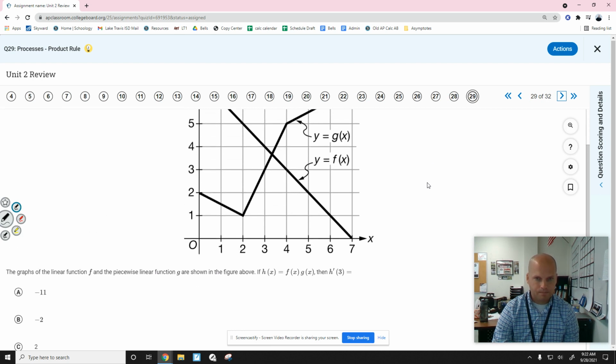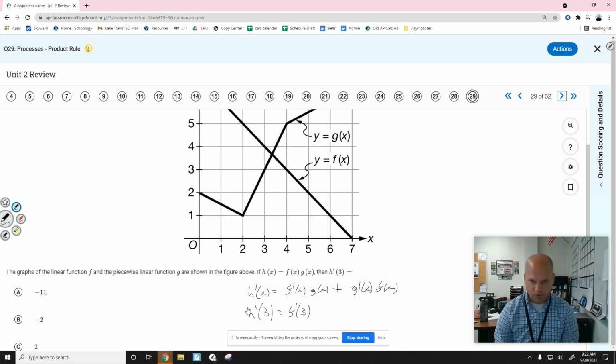Oh, another table problem. H prime of 3. It's a product. Use the product rule. If you don't use the product rule and you just write F prime times G prime, you're going to get an answer. The answer will be provided. Okay? So you've got to know what you're doing, or you're going to be misled. The derivative of the first times the second plus the derivative of the second times the first. Plugging in 3.